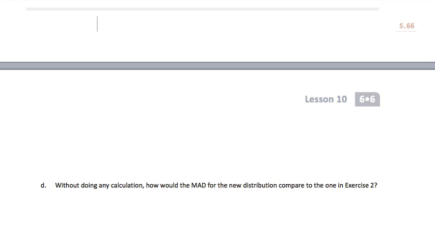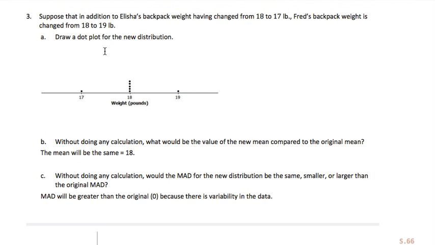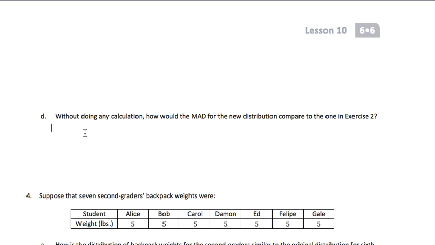Without doing any calculation, how would the mean absolute deviation for the new distribution compare to the one in exercise 2? Well, there is more variability because there are 2 pieces of data that are some distance away from the mean. So the MAD for this distribution will be greater.